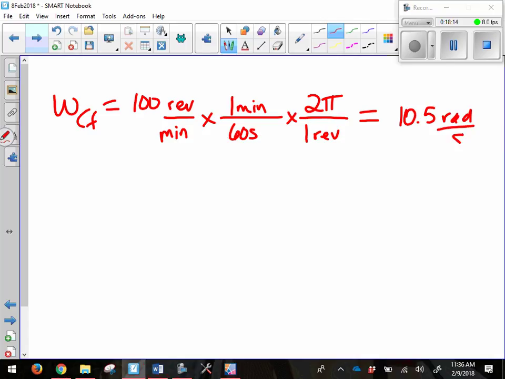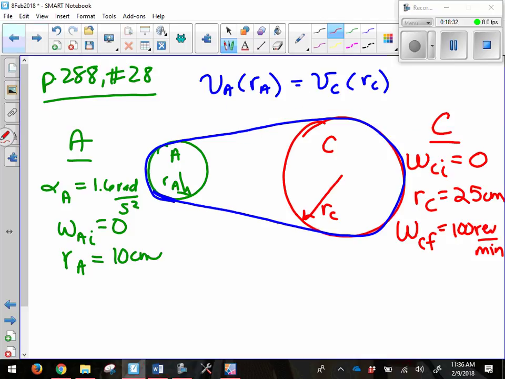Let's see what somebody else gets. Lisa agrees. Sarah, did you get that? Okay. So we know we've got that. Everybody copy down what they need? Yeah? Okay. So I know that this is really 10.5 radians per second. So I think that's all the information.